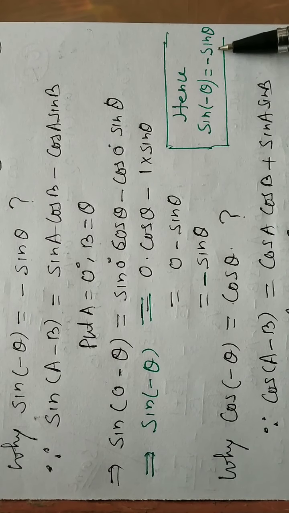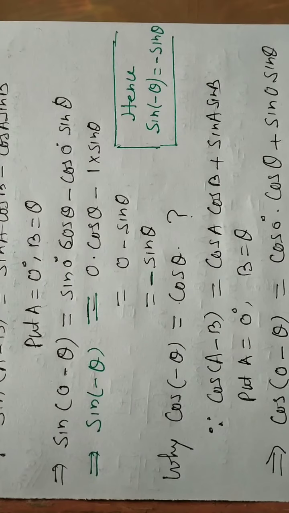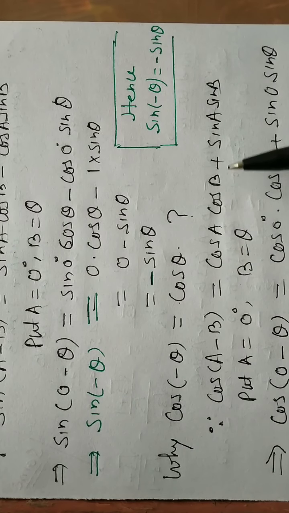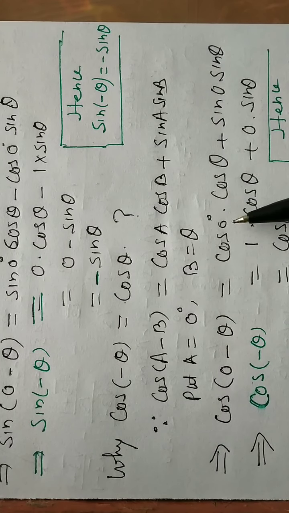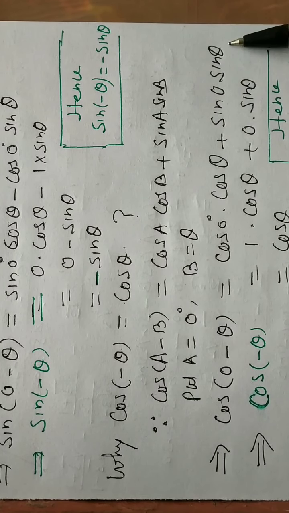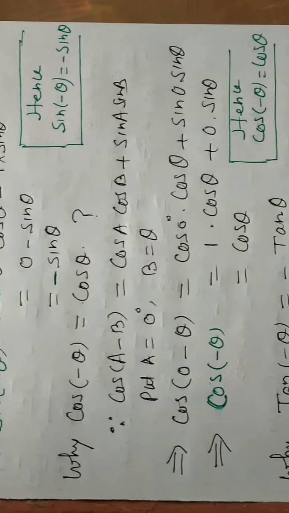Why is minus taken outside? The proof is ready for you. Now next formula, cos minus theta. Why does the minus disappear? The formula for cos A minus B is cos A into cos B plus sin A into sin B. Put A as 0, B as theta, then cos 0 minus theta is equal to cos 0 into cos theta plus sin 0 into sin theta. So cos minus theta is equal to 1 into cos theta plus 0 into sin theta. So this is cos theta. Hence cos minus theta is equal to cos theta.